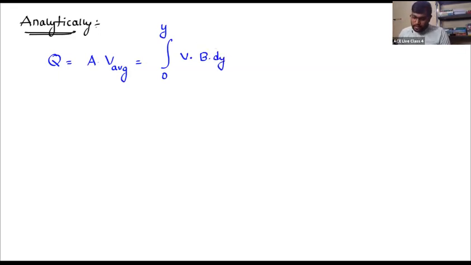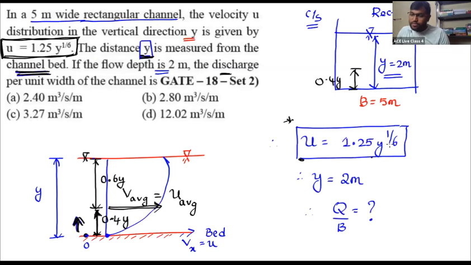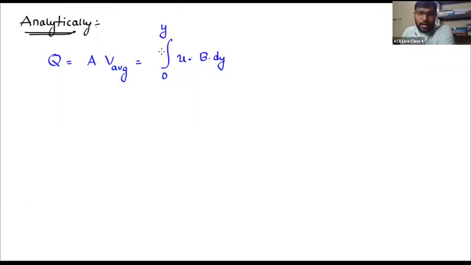And mind it, my dear, whatever the variation I have given you already, what is the variation? 1.25 into y to the power of 1 by 6. So that is the variation. Yes, that's the distribution function. So you need to integrate that from 0 to y. And what I required is discharge per unit width or not? Yes or no? So now, can I write the discharge per unit width from here directly?